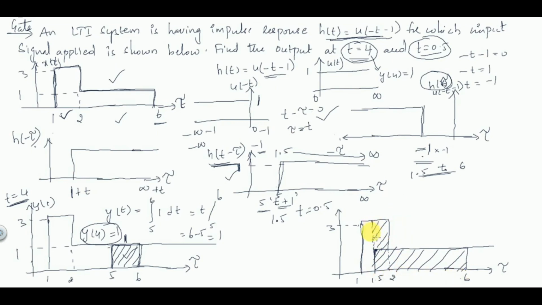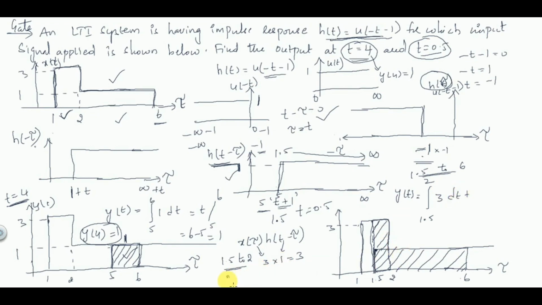So from 1.5 to 2, y of t is equal to the integral from 1.5 to 2. You have to take the common area. Common area means multiplication of amplitudes, so x of tau into h of t minus tau. From 1.5 to 2, within this interval, what is the x of tau value? 3. And the h of t minus tau value is 1. So 3 into 1 is going to be 3.